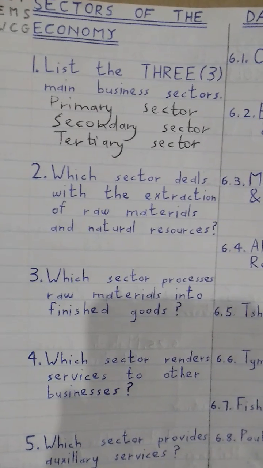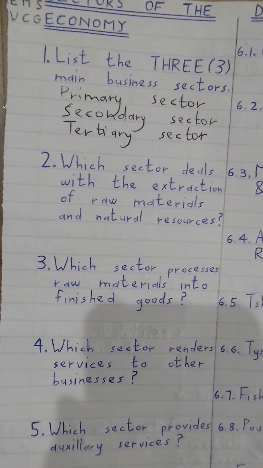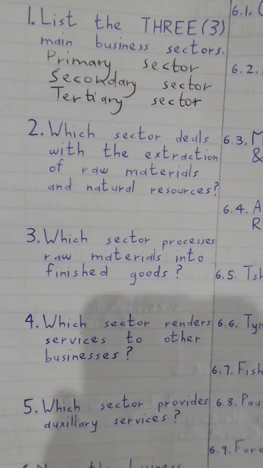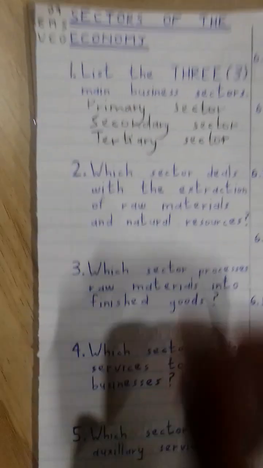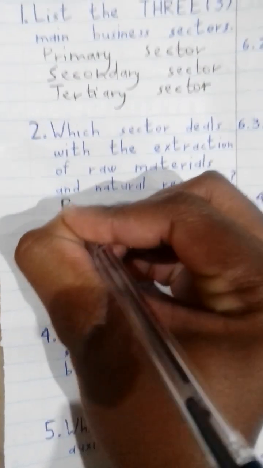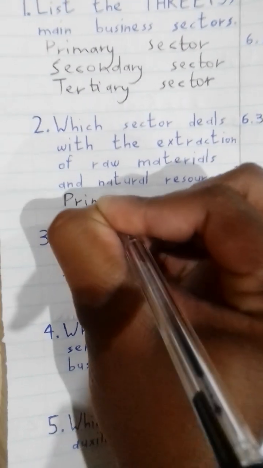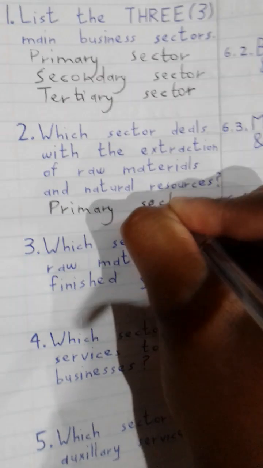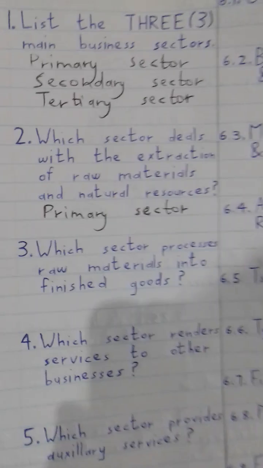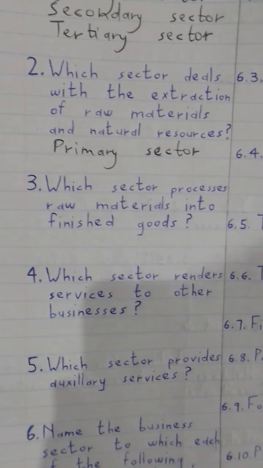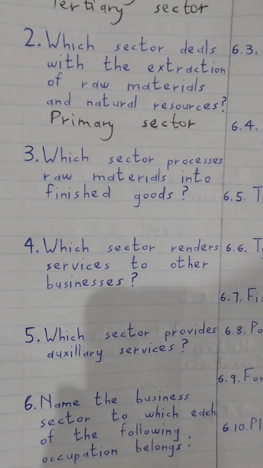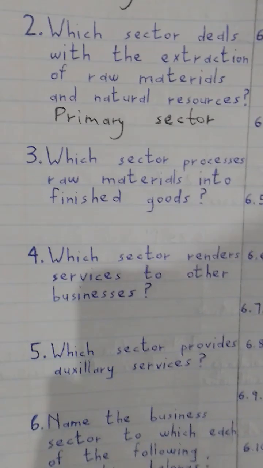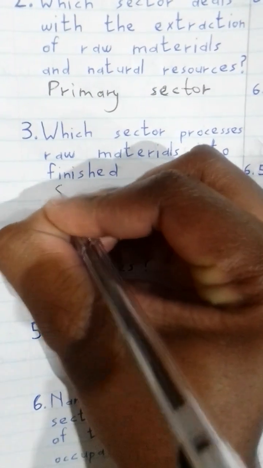Number 2 asks, which sector deals with the extraction of raw materials and natural resources? Remember, raw materials and natural resources is the primary sector. Okay. Number 3 asks, which sector processes raw materials into finished goods? Remember, processing is the secondary sector.